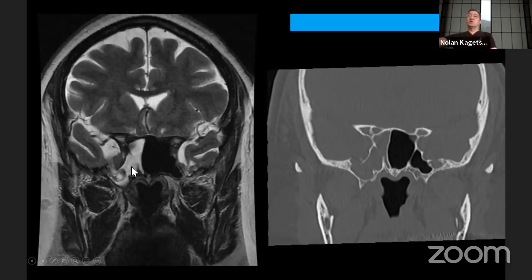So this patient needs more than just ENT. If they're going to fix this, they're going to have to get neurosurgery involved and everything else.